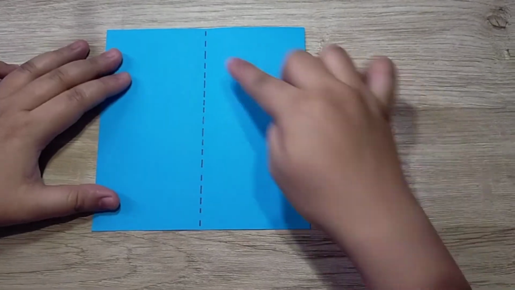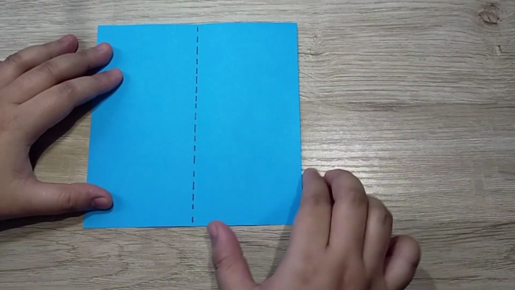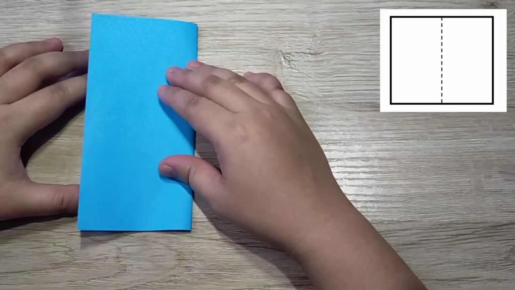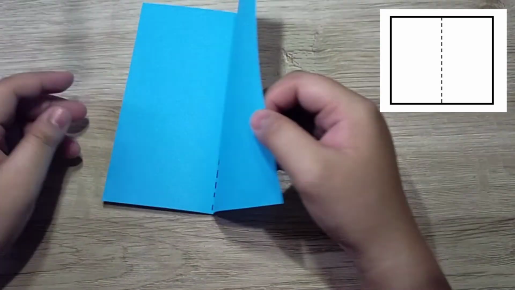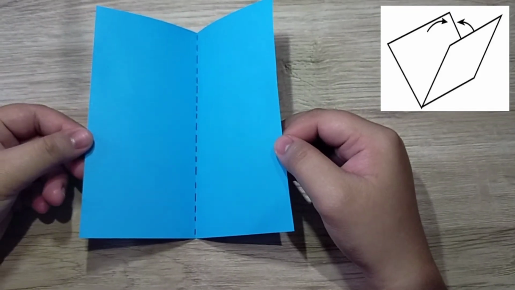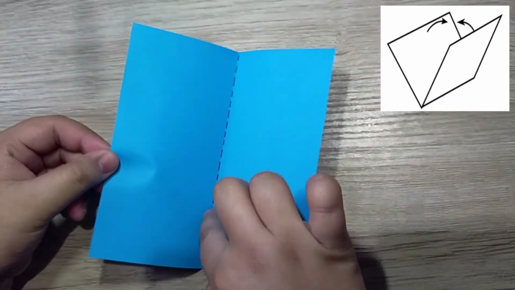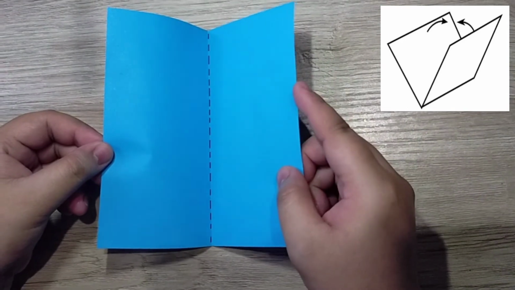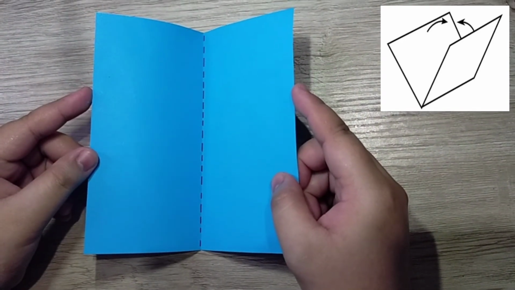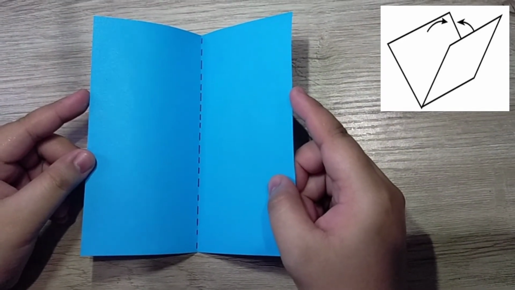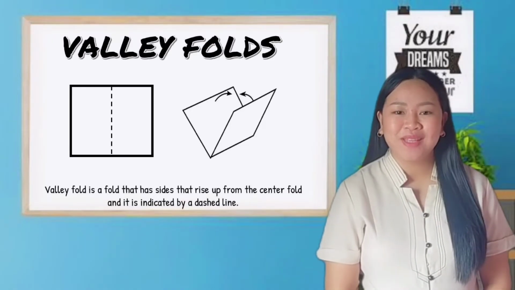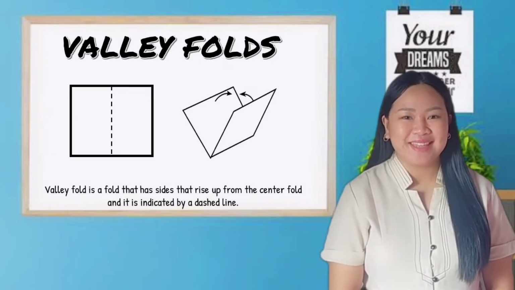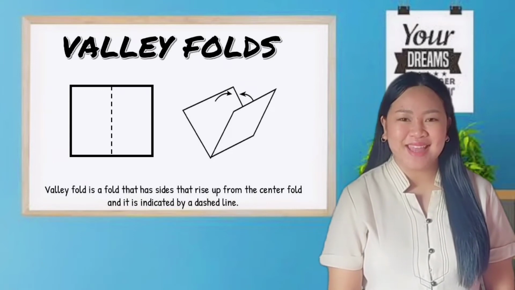For example, on a real sheet of paper, you're just going to fold the paper based on the diagram. And upon opening the paper, you will notice that the crease is actually the deepest portion of the paper, and the edges are the highest part of the paper. So, it looks like a valley. Again, valley fold is a fold that has sides that rise up from the center fold, and it is indicated by a dashed line.